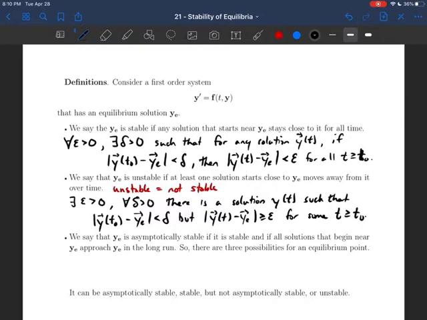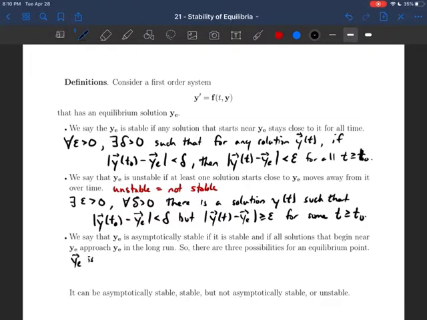All right, and then finally we have a refinement of the idea of stability, a kind of souped up version, and it's called being asymptotically stable. So we say that an equilibrium ye is asymptotically stable if it is both stable and if all the solutions that begin near enough to ye approach it in the long run.